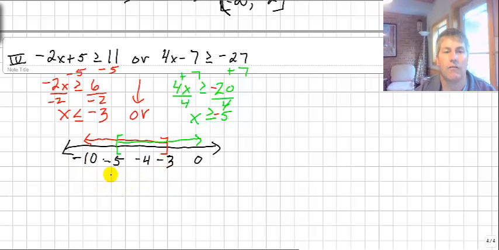So it looks like we've just covered the whole number line. So our final solution is all real numbers. That fancy R is all real numbers. And in interval notation, we're just going to go from -infinity to +infinity.